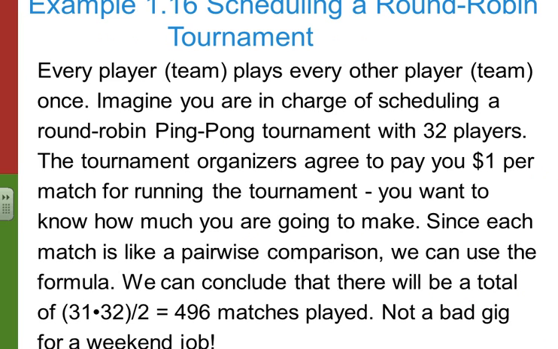So now we're going to do a round-robin tournament. Each player plays every other player once. Imagine that you change the schedule for a ping pong tournament. You have 32 players. The tournament organizer agrees to pay $1 per match for running the tournament. You want to know how many matches there are. Okay, well, we do this the same rule. 32 players times 31 divided by 2. That's how many matches there are.